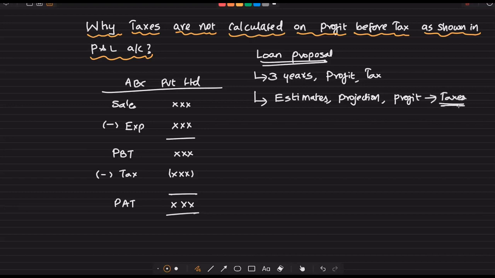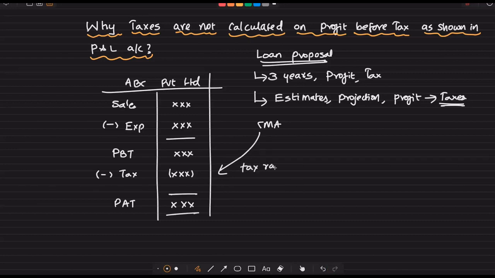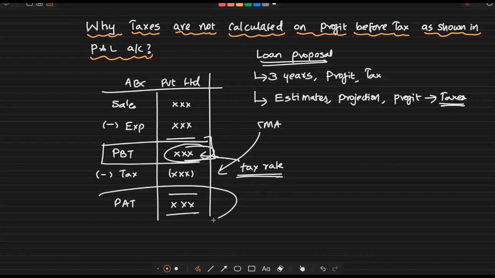And most of the time what they do is they will prepare estimated P&L like this through CMA statement, and in that they'll arrive at sales, expenses, PBT, and when it comes to taxes, they'll generally apply the tax rate on the profit figure which they have arrived at here. So this is the profit. On this profit, tax rate, whatever be the tax rate, they'll apply that, and then they will arrive at this profit after tax.